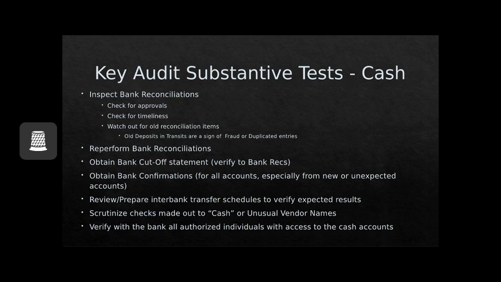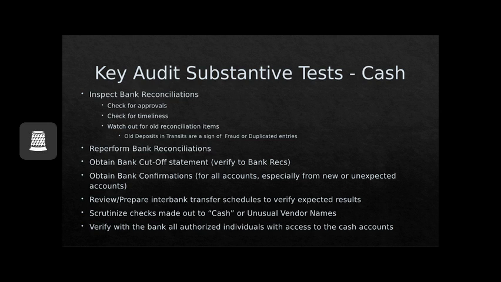So you want to make sure that what you're seeing is for the time period that you're looking at. You'll obtain bank confirmations with banks for all accounts, especially from new or unexpected accounts. So if they've been dealing with Bank of America and that's where you've been getting the confirms, but all of a sudden you see a little transfer to a Wells Fargo account, you're going to want to make sure you do a bank confirm from Wells Fargo.